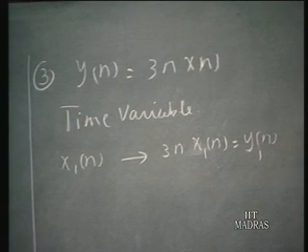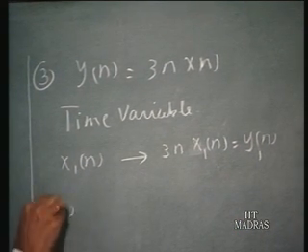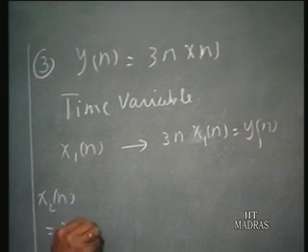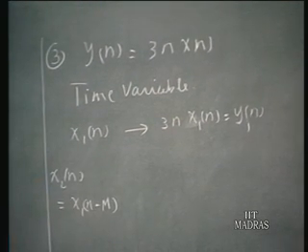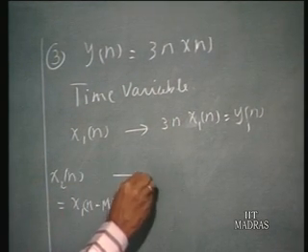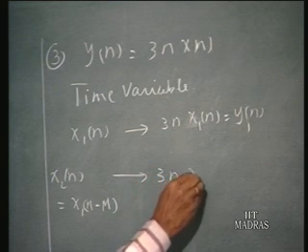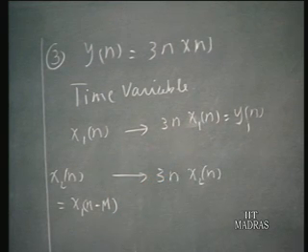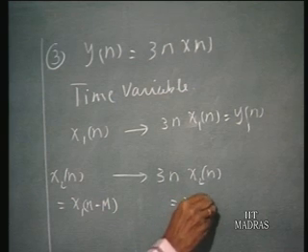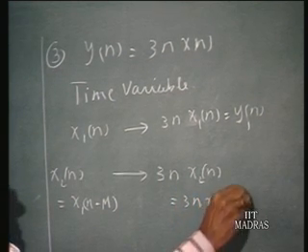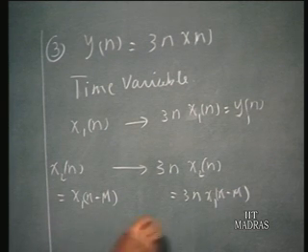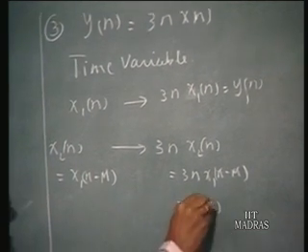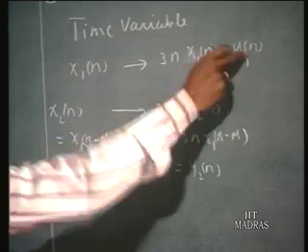Now suppose I take x2(n), a new input, which is the old input delayed by m sampling instants. x2(n) is the same x1(n) but delayed by m sampling instants. So this obviously produces an output which is 3n times x2(n), which is 3n times x1(n minus m). That's what we are having, and this is your y2(n). This is your y1(n).